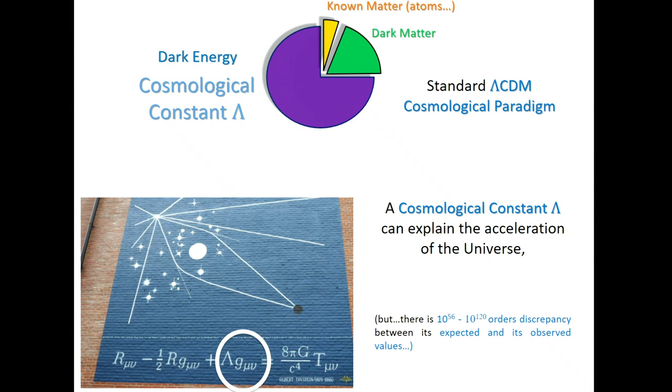And so that was bothering Einstein, the fact that if you have some matter present in the universe, it will automatically lead to an evolution of the universe. And so his original idea was to introduce a cosmological constant so as to make the universe static, so as to compensate the effect from the matter present in the universe.